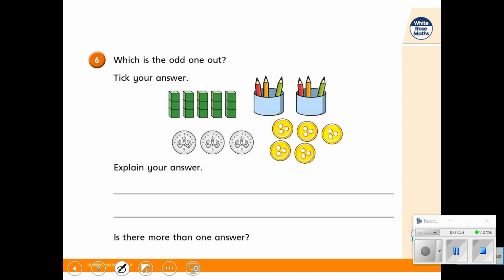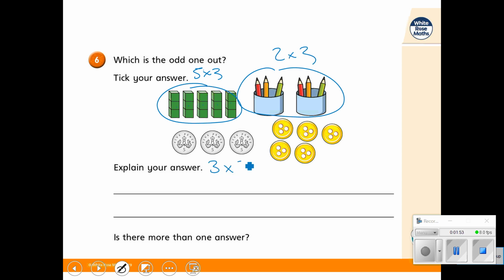The only way of answering questions like this is by doing each one individually. So here, this is 1, 2, 3, 4, 5, 5 groups of 3. Here, I have 2 groups of 3. Here, I have 5 tenths pieces, so I have 3 groups of 5. And here I have buttons with 3 holes in each, so I have again 3 groups of 5. We know that multiplication is commutative, so we know that 3 times 5 equals 5 times 3.